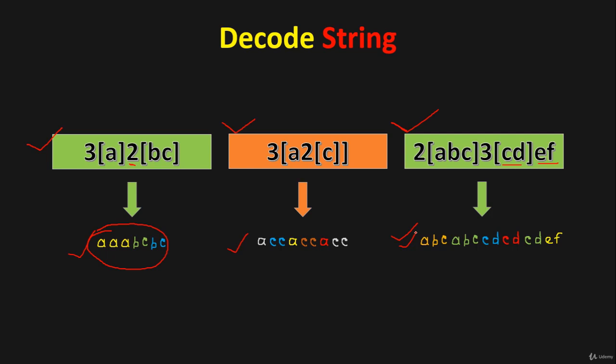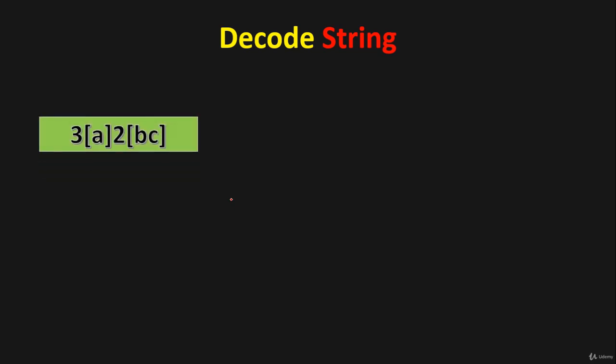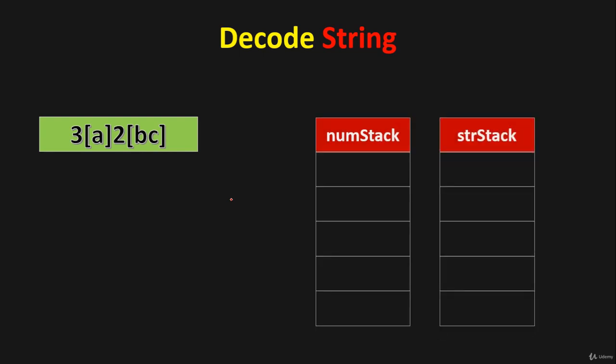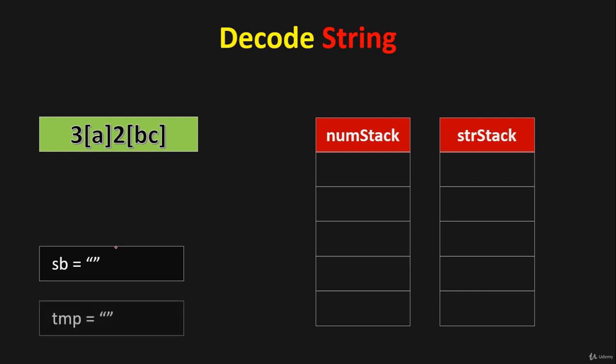Now, how we can approach this problem? When you encounter parenthesis problems, we tend to use stack. Yes, this is a stack problem. To solve this problem, we have to use 2 stacks. One is called num stack and another is called string stack. Let's see how we can solve this problem using 2 stacks. Let's say we're given these strings and we have here 2 stacks, num stack and string stack. And we need 2 variables, a string builder and a temp variable.